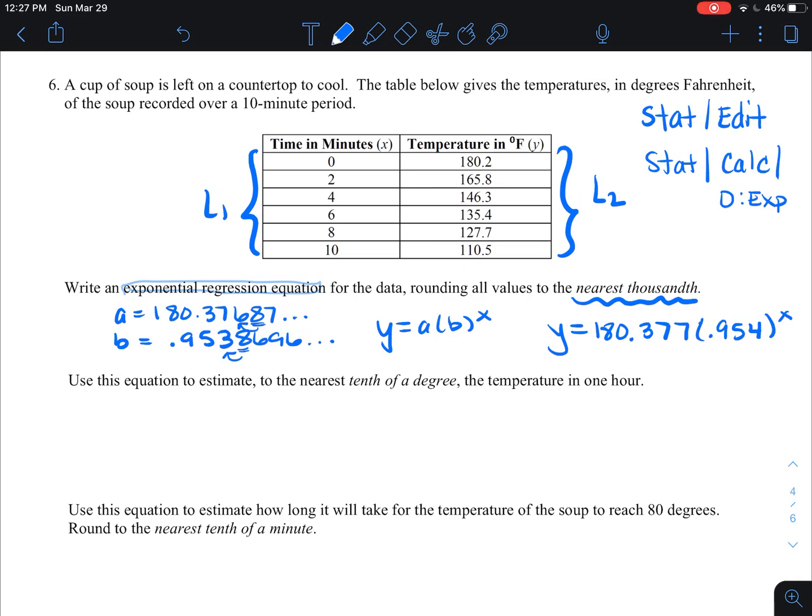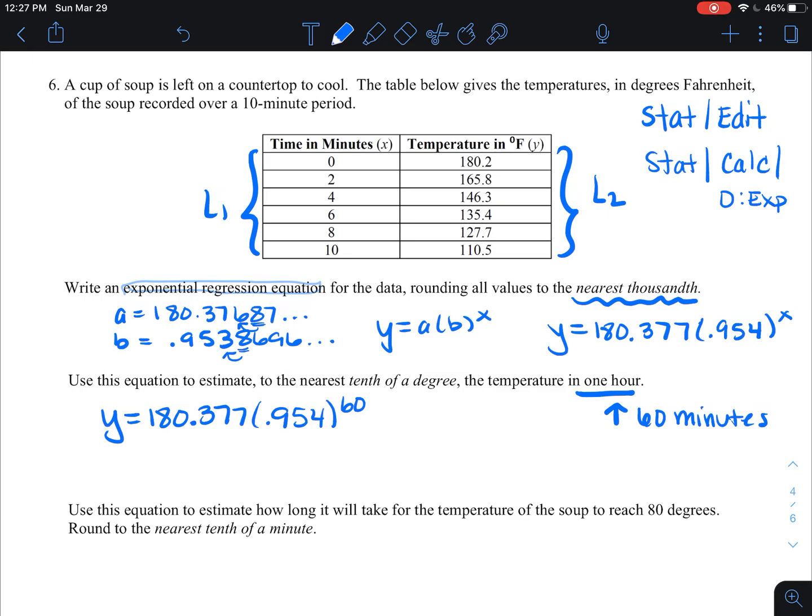Now we're being asked to use our equation to estimate to the nearest tenth of a degree the temperature after 1 hour. So 1 hour, we're not using hours actually in this question. All of our time has been in minutes, so we're just going to need to think about that in minutes. That would be 60 minutes. All right, so this is just the plug-in. 180.377 times 0.954 to the 60. So go to your calculator, type that in.